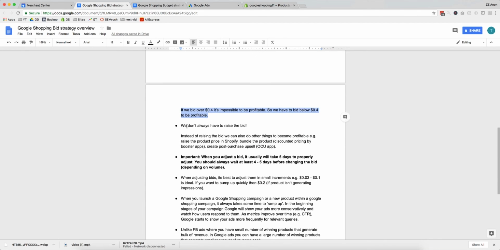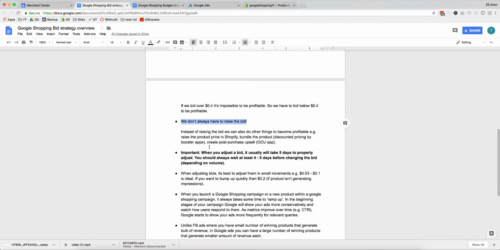Another thing to remember is that we don't always have to raise the bid. If you're breaking even on a product or you're slightly unprofitable, there's other things you can do. Instead of raising the bid, you can increase the product price in Shopify. So bump it up a pricing tier. Instead of selling a product for like $24.99, you can sell it for $29.99.